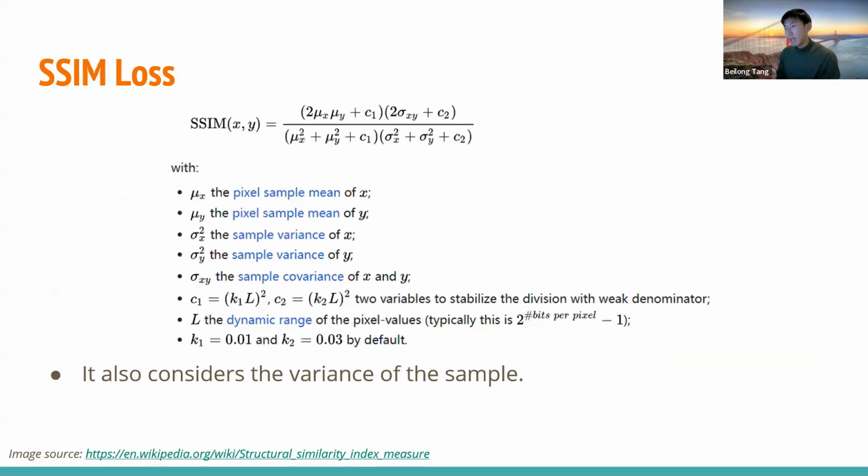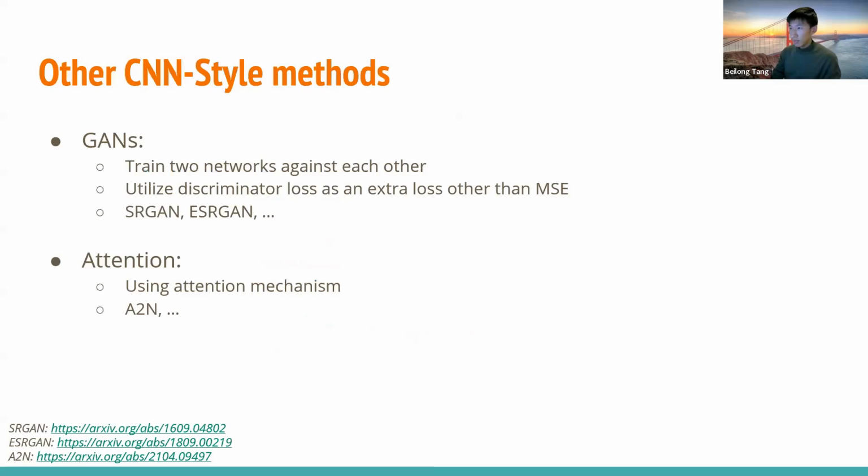For SSIM loss, I'm just going to throw out the formula from Wikipedia because I think it is kind of straightforward. And you can see the formula, right? There are some definitions, but the only thing is that the sigma x squared and sigma y squared here are the sample variance of x and y. So what does it mean? It means that it actually considers the variance of the sample. It cannot be too noisy or not normal. This is what SSIM does.